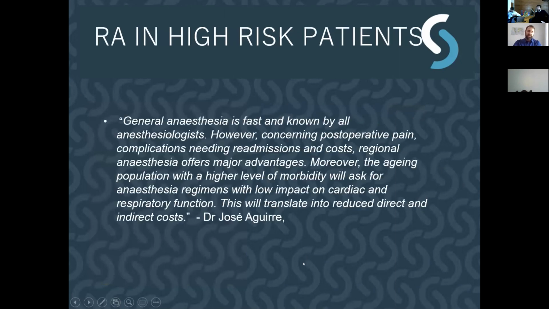So just want to quote Jose Aguirre. He's a well-known researcher from Switzerland. General anesthesia is fast and known by all anesthesiologists. However, concerning post-operative pain, complications needing readmissions and costs, regional anesthesia offers major advantages. Moreover, the aging population with a higher level of morbidity will ask for anesthesia regimens with low impact on cardiac and respiratory function, and this will translate into reduced direct and indirect costs.